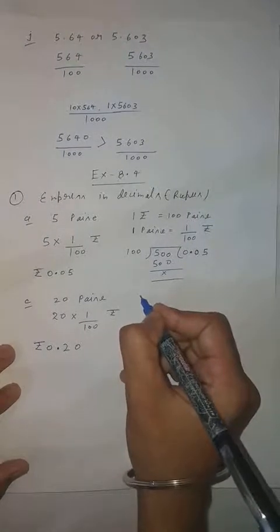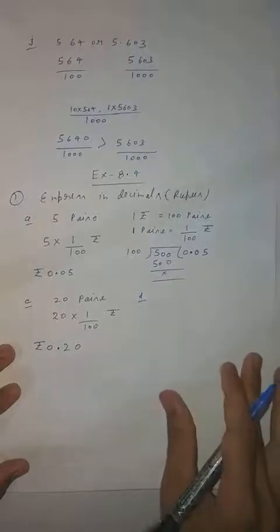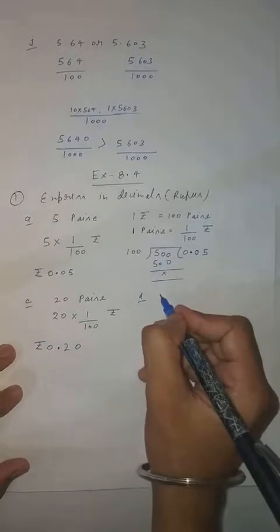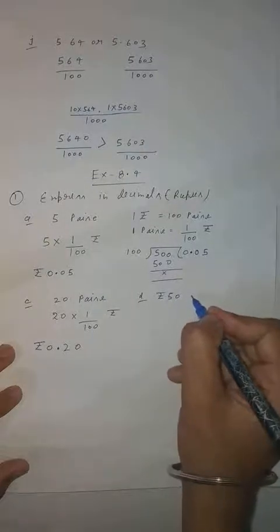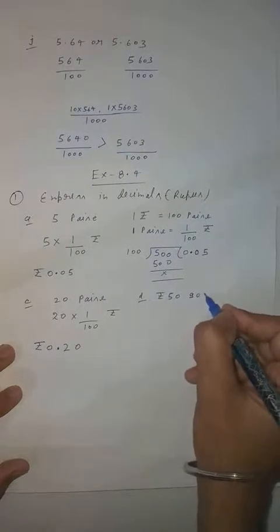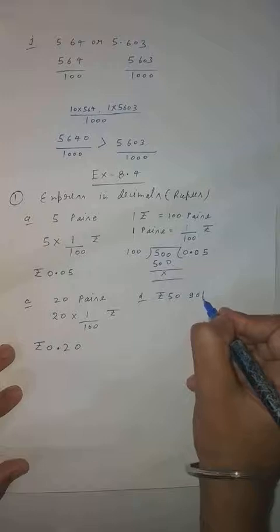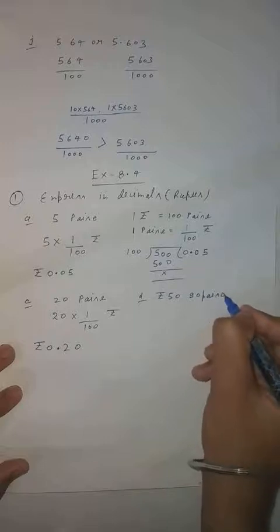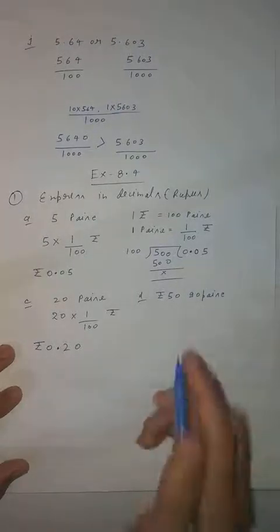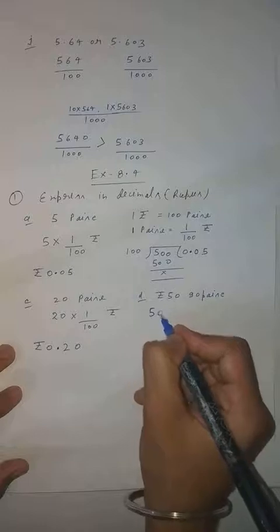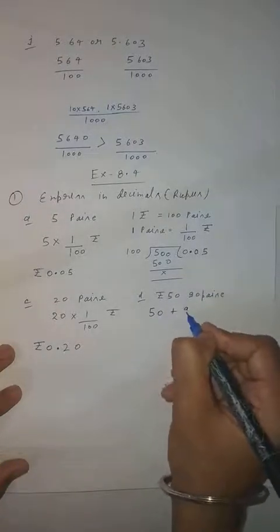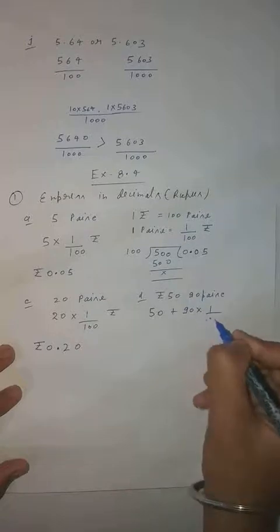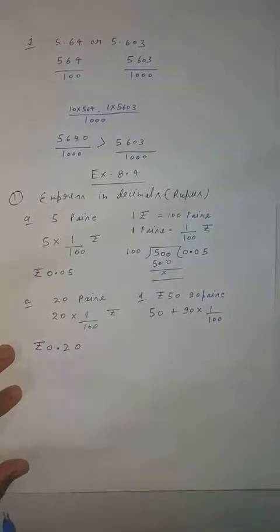Now the next question is given. Question number D. Clear? What is given? 50 rupees 90 paise. That is, rupees 50 and 90 paise. Clear, students? Now how will you do this question? For 50 rupees, write down 50. Similarly there will be no change. 90 paise is given, so 90 multiplied by what? 1 upon 100. Is that clear, student?